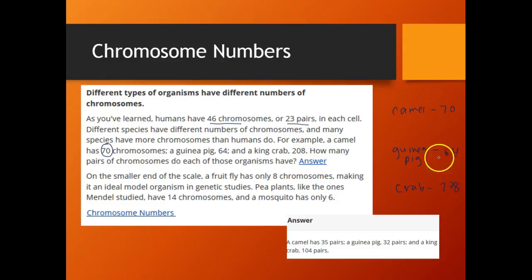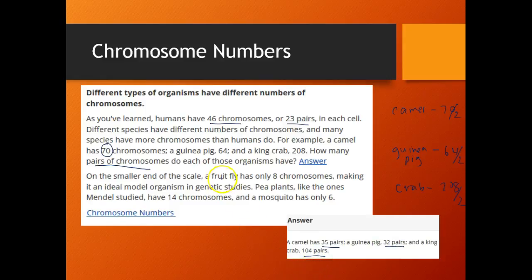So we know how many chromosomes each of them have, but how many pairs of chromosomes do each of these organisms have? And the way you would figure that out is you would divide each of these by 2. Okay, and the reason why is because remember you always have 2 copies, one from mom and one from dad. And so a camel will then have 35 pairs, a guinea pig would have 32 pairs, and a king crab would have 104 pairs of chromosomes.